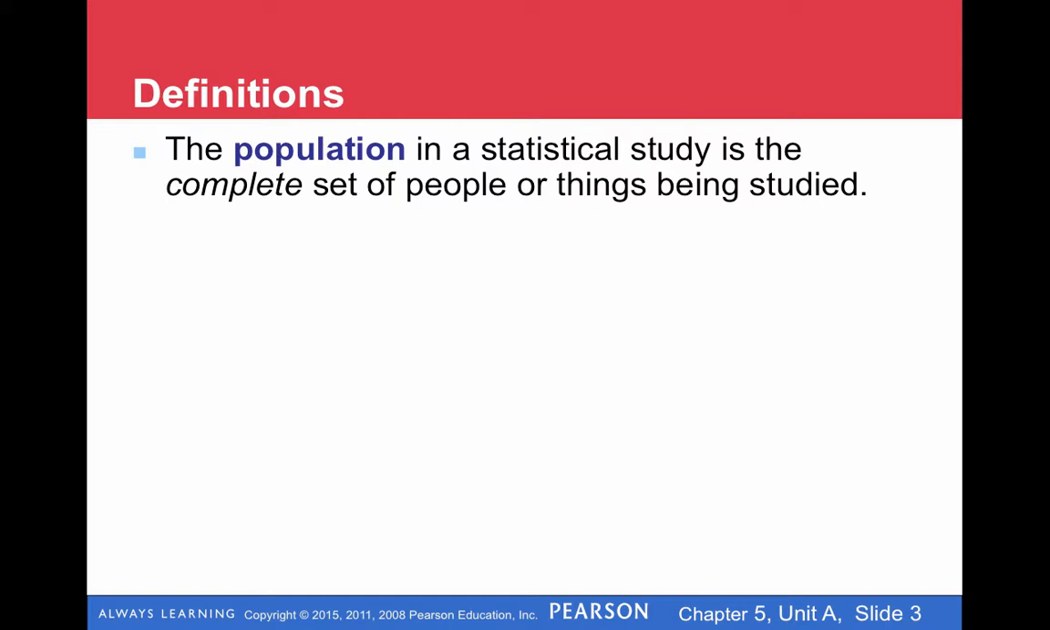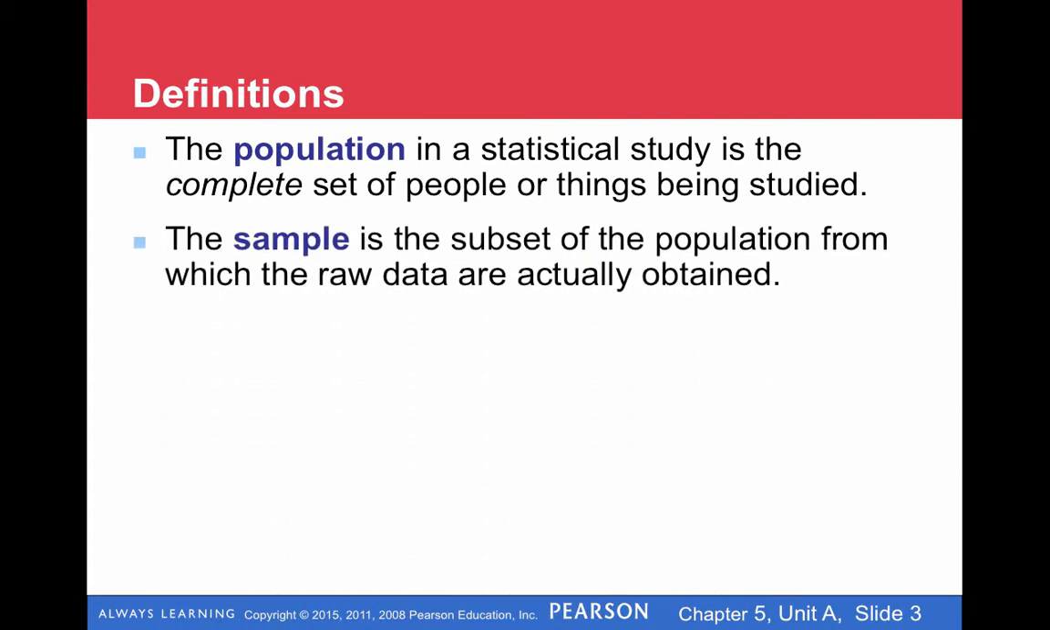The population in a statistical study is the complete set of people or things being studied. So it's the whole group. It's everything or everyone within the group that you're trying to do research on. The population, once again, can be people or it can be things. It can be all the products that you produce on a product line, or a group of people, residents of Denver, community college students, something like that.